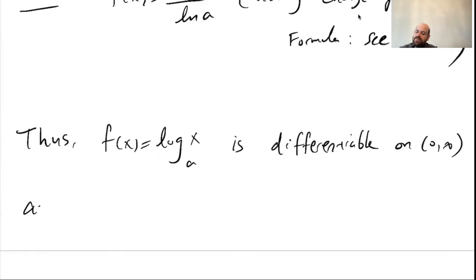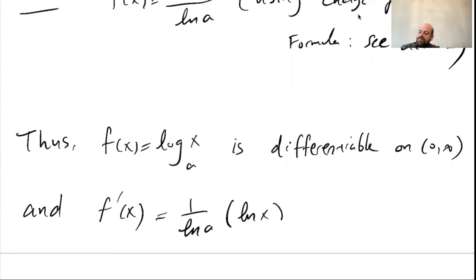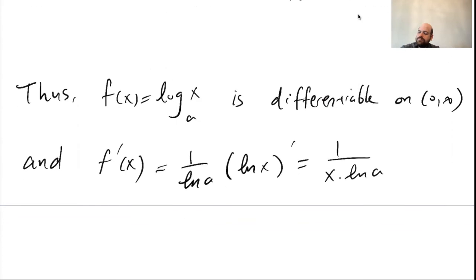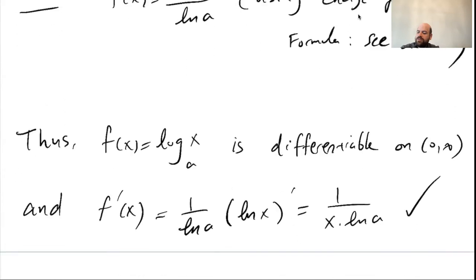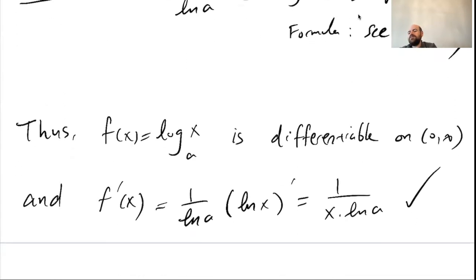And what about its derivative? f prime of x is how much? We know that if you multiply a function by a constant, it does not change its differentiability, and the derivative of the new function is just the same constant times the derivative of the original function. So f prime of x will be 1 over ln a times the derivative of ln x, and this means 1 over x times ln a. So if the original function is ln x, the derivative is 1 over x. If the original function is logarithm x in base a, then the derivative is 1 over x times ln a.